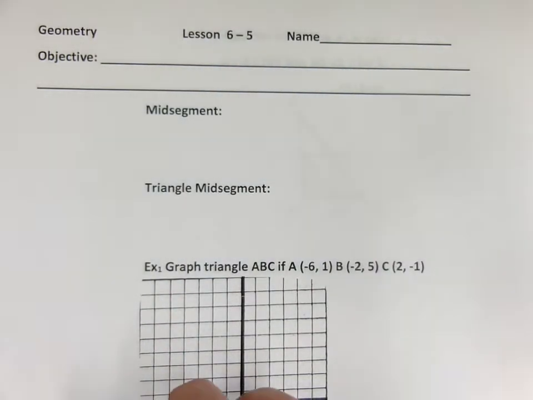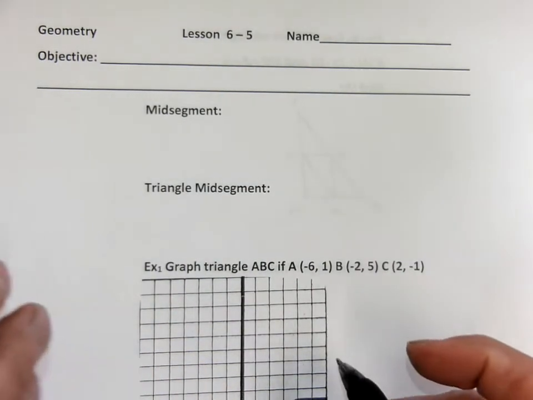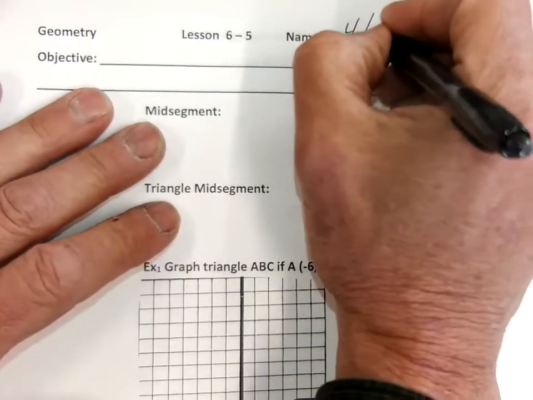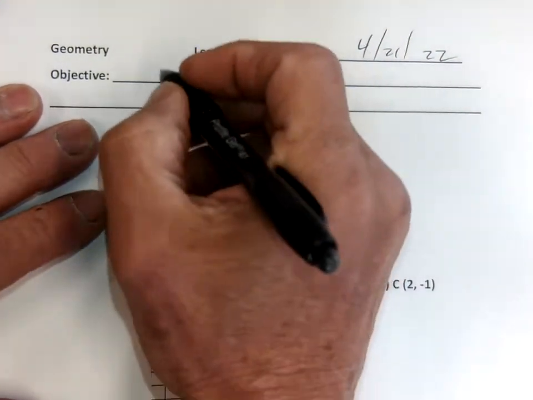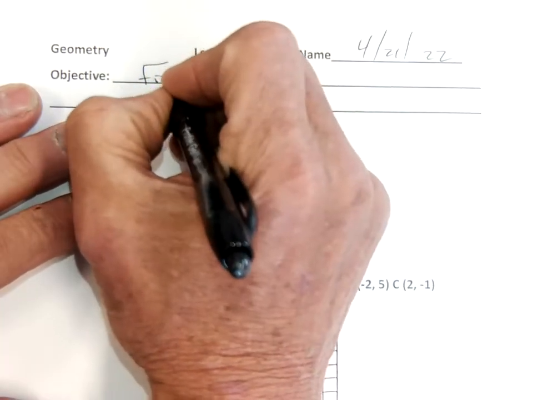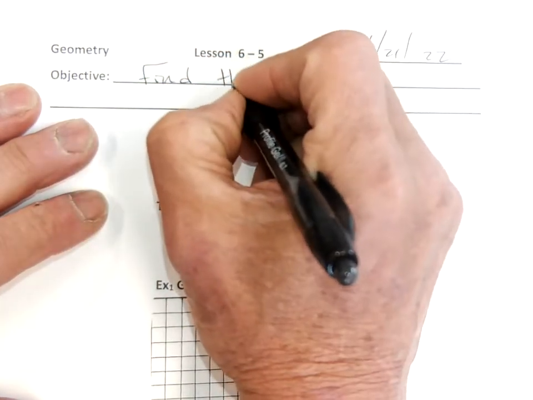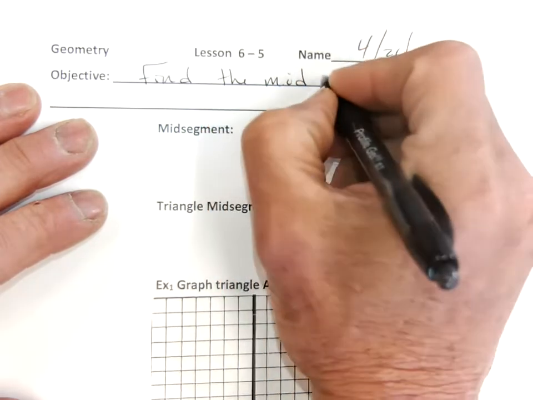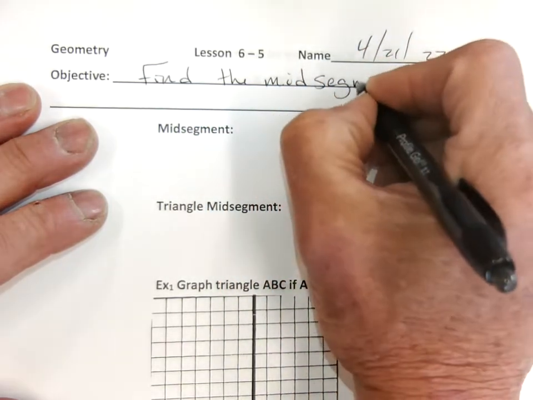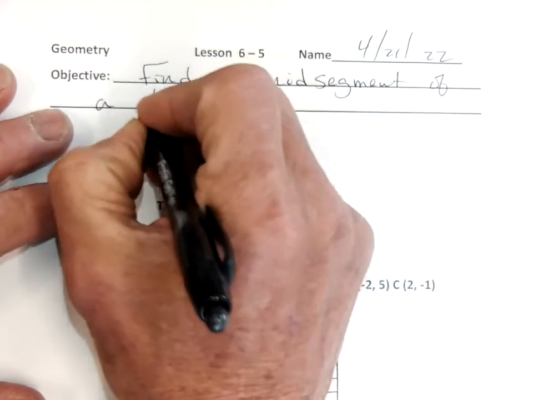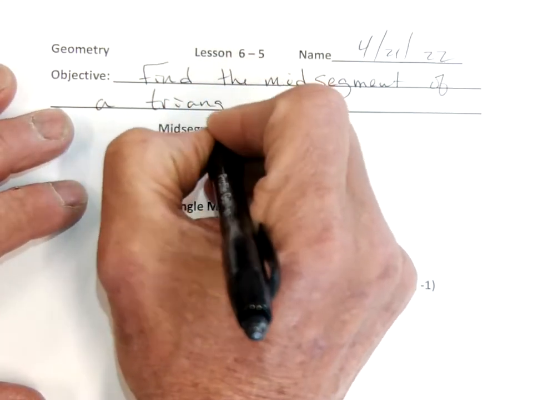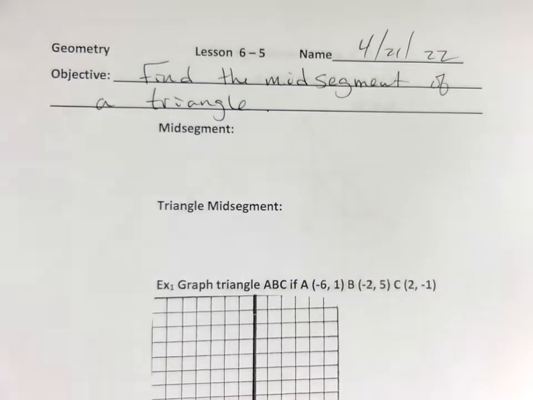So, today we're talking about mid-segments. It's 4.2.1. Our objective is to find the mid-segment of a triangle. Okay, that's it. We're just going to find the mid-segment of a triangle.